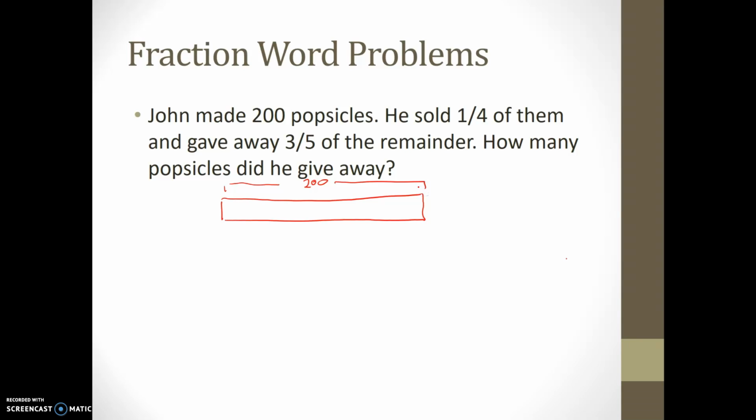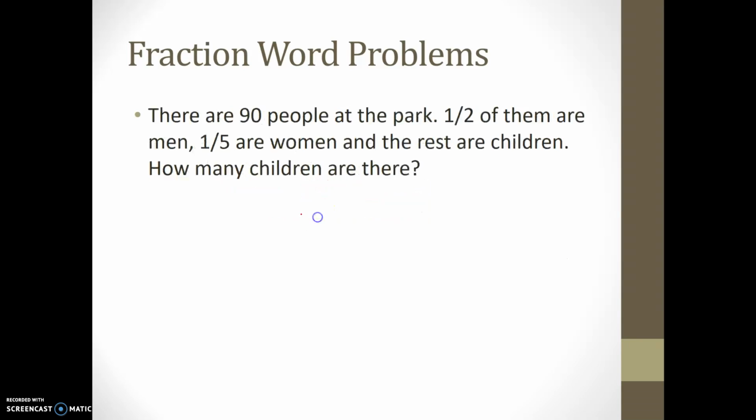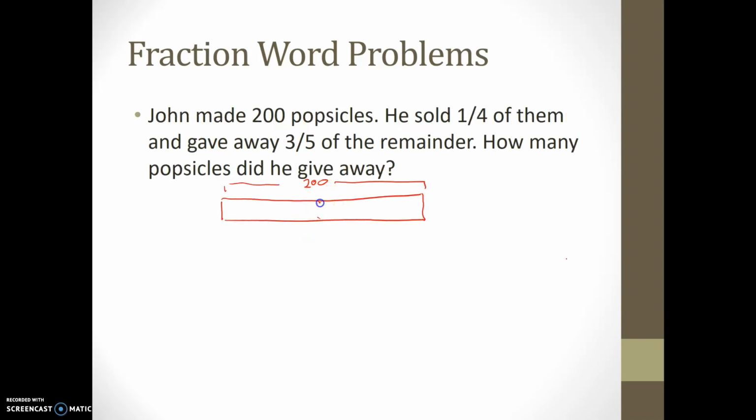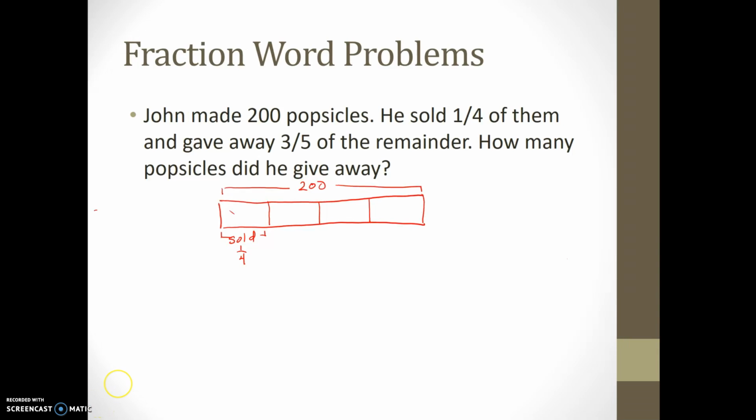And then it says that he sold 1/4 of them. So you know what? Let's go ahead and mark this into 4s, and mark off what he sold. And then it says he gave away 3/5 of the remainder. Okay, so here's where this is going to get a little bit tricky. Here's our remainder, right? We have 3 units remaining, but he gave away 3/5 of it. So what are we going to do with that? I can't very easily divide that 3 units up into 5 and then mark off 3 of them, can I?